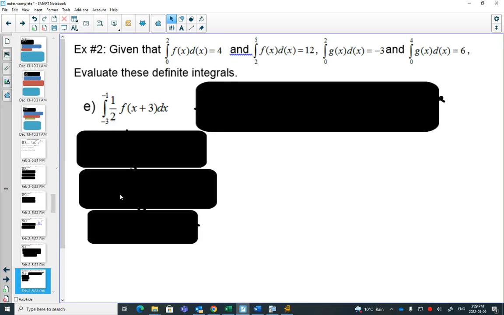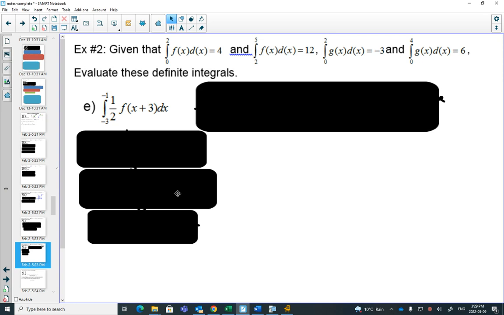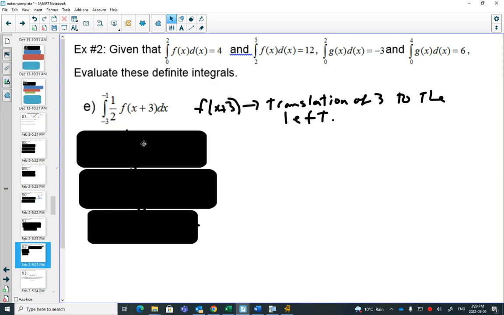And is this the last one? Or is there an F? Let me see if I remember. No, that is the last one. Here we go, the last one.